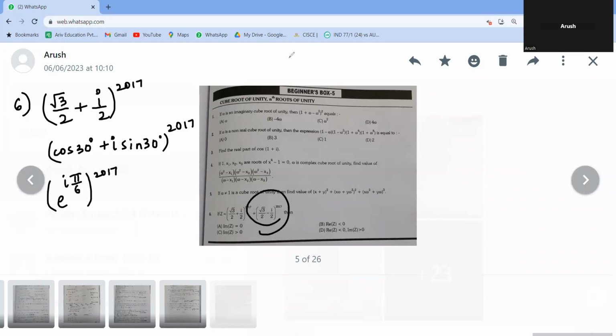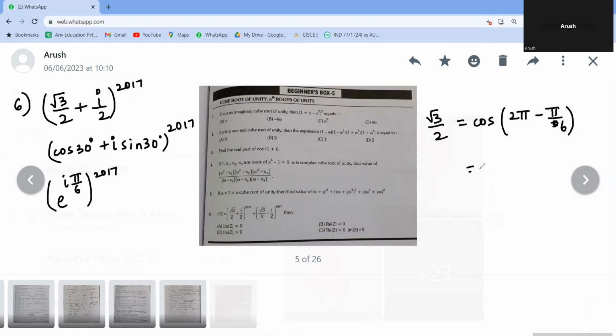सेकेंड वाला पार्ट देखते हैं. Now do you realize Arush, in the second part the angle is in fourth quadrant because x coordinate is positive, y coordinate is negative. X positive, y negative is fourth quadrant. Yes. So root 3 by 2 in fourth quadrant will be cos of 2 pi minus 30.